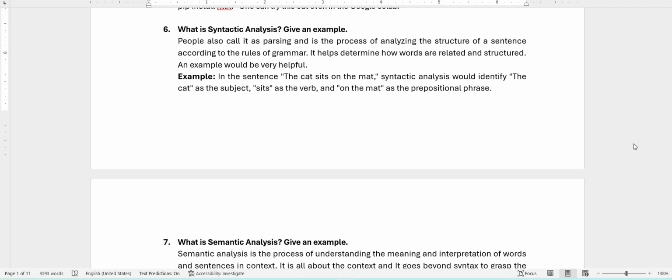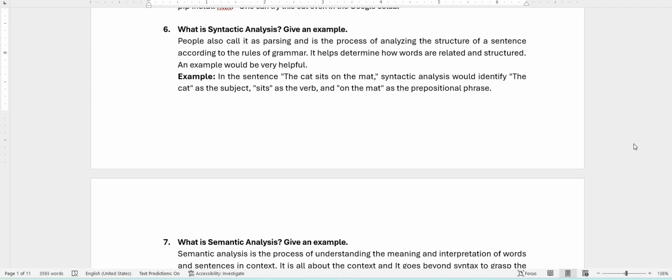In the previous session, we had the first 5 interview questions discussed, and now we are going to take it to the next level. We will understand the next set of 5 important questions and the answers will be given for the same. Let's go with the first question. What is syntactic analysis? Give an example.